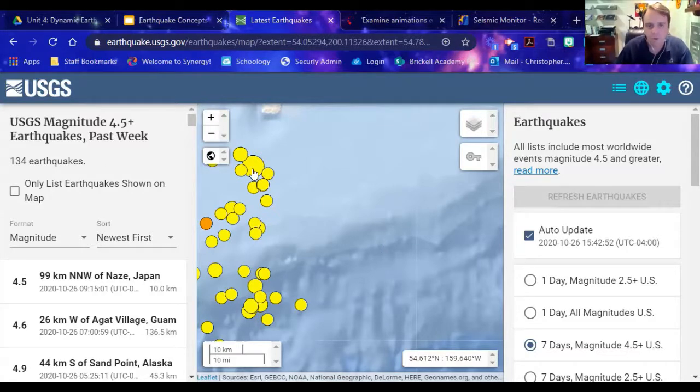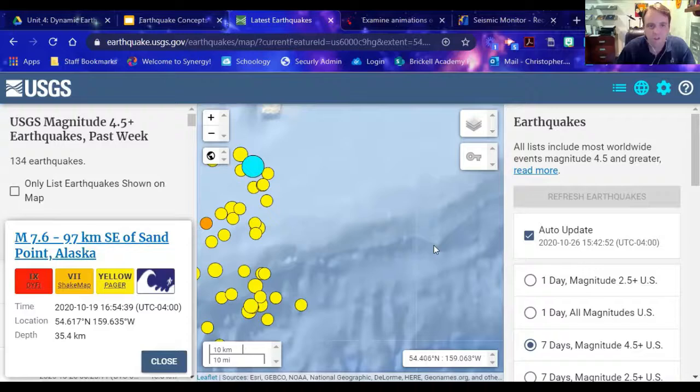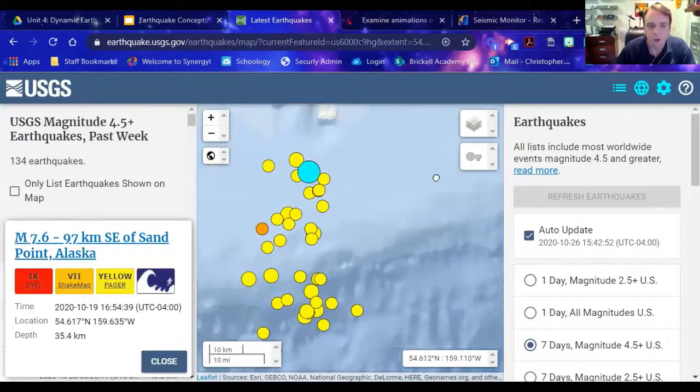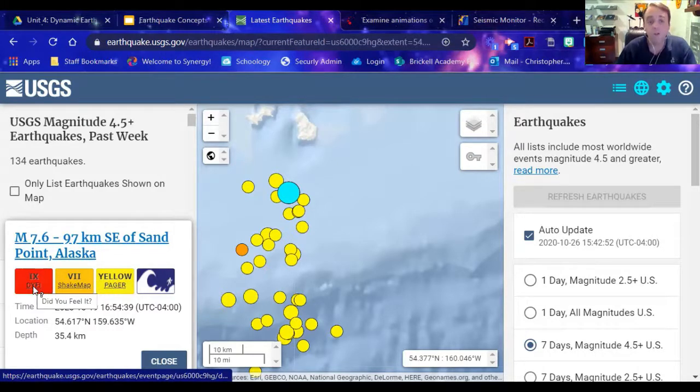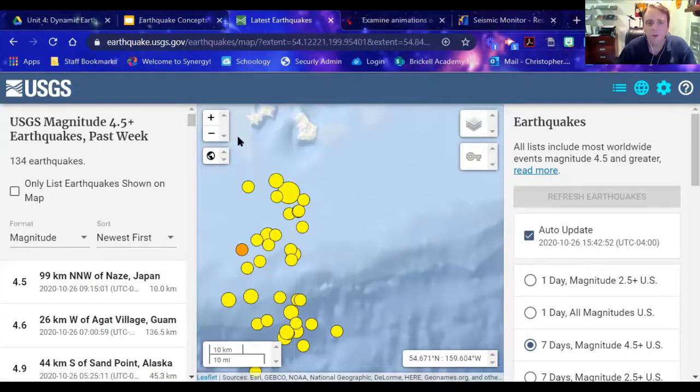So anyway, this is the earthquake I want to show you. This is a 7.6 magnitude, and it had some warnings with it. There was a tsunami warning. I don't think anything ever came of it. There are different links here. This one here called Did You Feel It? is basically like the Mercalli scale. It has a shake map, so it goes into more detail about the ground shaking. Anyway, I just wanted to show you that.